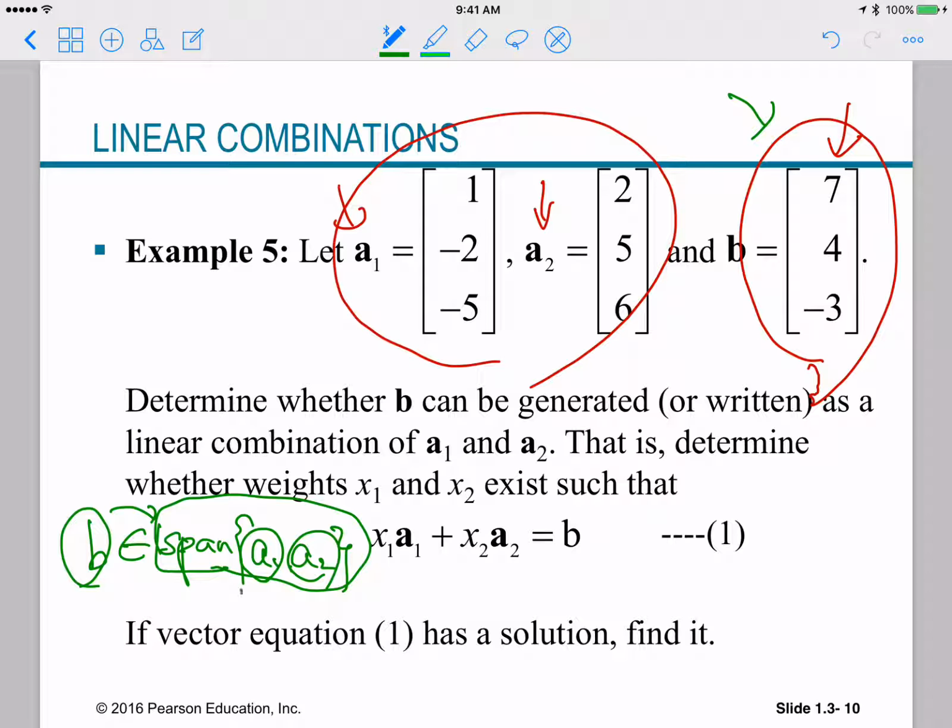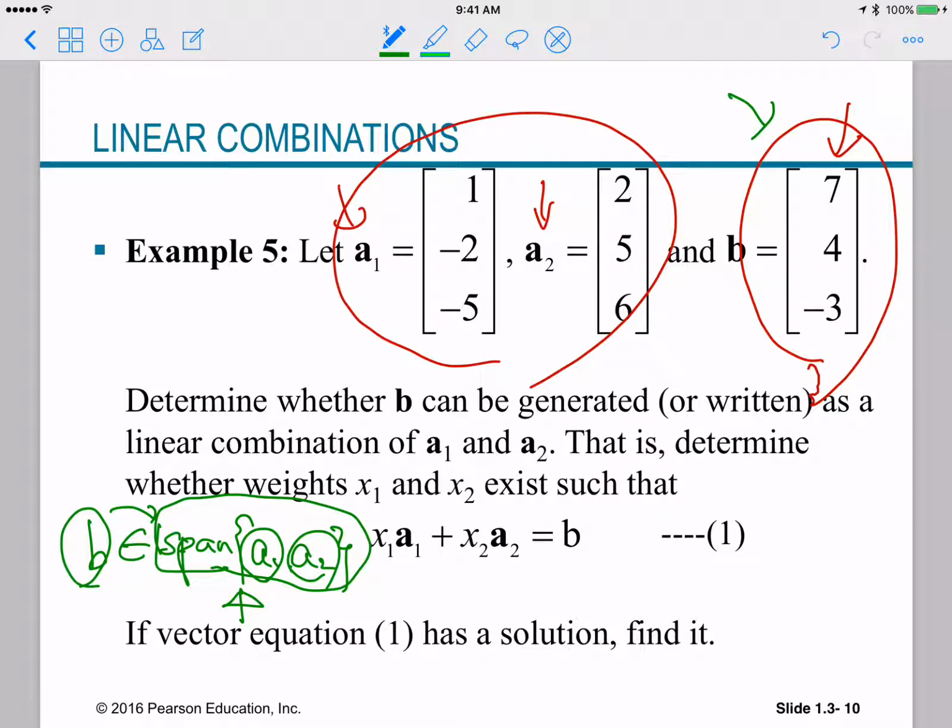But if B is outside of this plane, then we can say that there is no solution. Okay, so that's how we can relate this geometric perspective with the solution of a linear system.